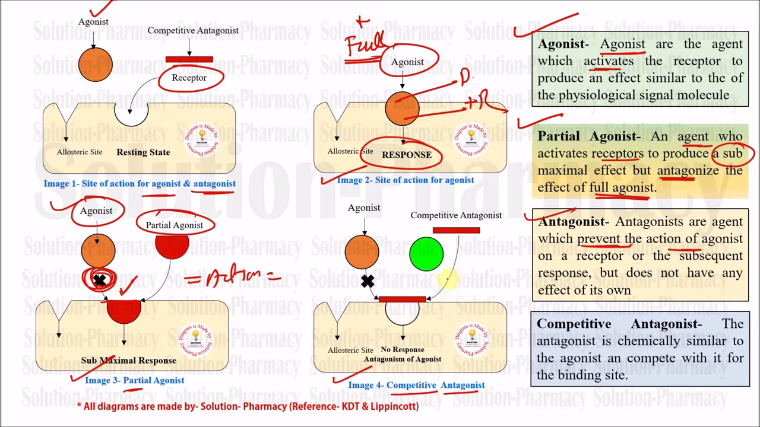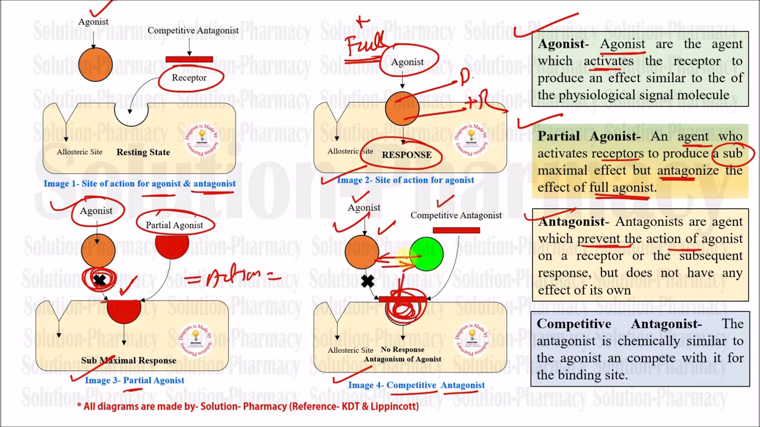First is competitive antagonist and the second one is simply a blocker, we can say. So in this diagram, agonist is in orange color, but antagonist is in green color. In this case, this green competitive antagonist will compete with this agonist, and they will fight for the same binding site. Whoever is more powerful will occupy this binding site. So there is a competition between agonist and antagonist.